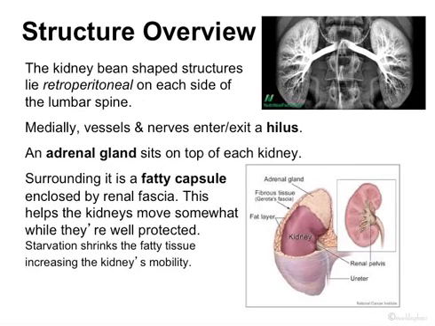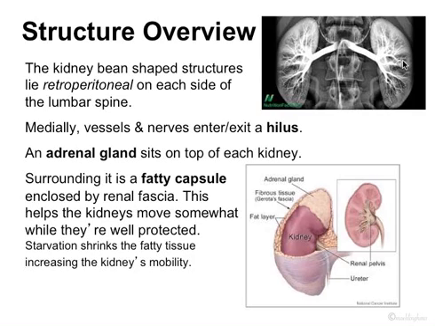So let's look at the anatomy. When we look at the kidneys, we have a kidney bean-shaped structure which lies retroperitoneal. That means it's outside of the serous membrane system that protects the organs of the abdomen, the peritoneal membranes. And we have two of them. We have one on either side of the lumbar spine. And medially, we have the area where the vessels come in and out.